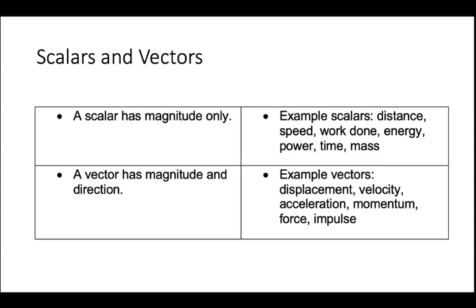Vectors have size or magnitude and direction. So not only do they have something that tells you how big a force is or how quick a velocity is, but we also can say what direction they're acting in. So displacements, velocities, acceleration, momentum, force, and impulse are probably the main vectors that you're going to need to know.